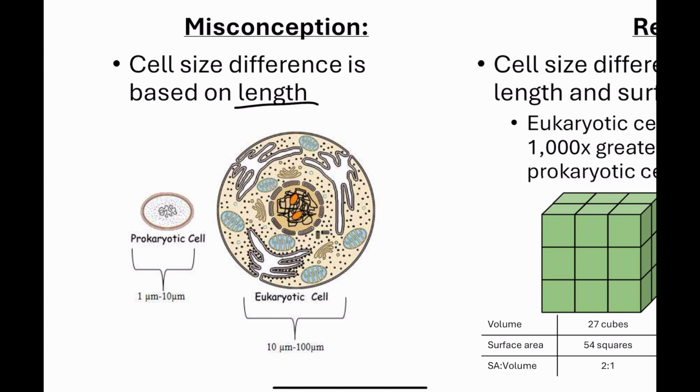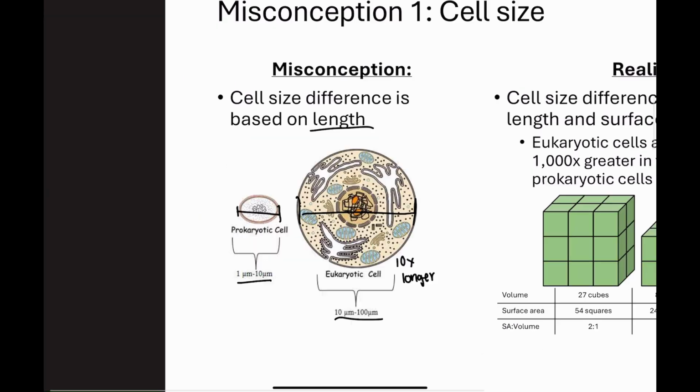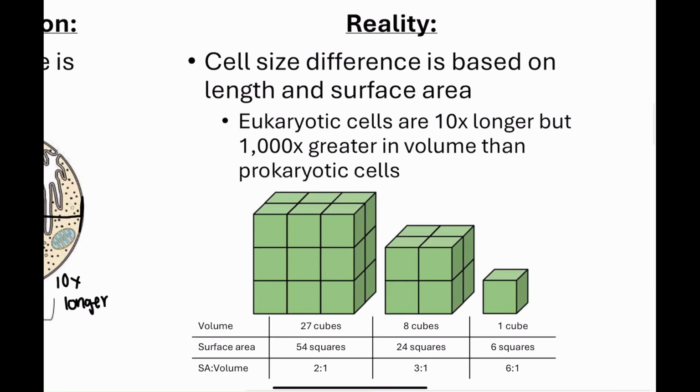Usually when we see size differences, it's going to be represented the way that we see it here. That space is 1 to 10 micrometers, and this space is going to be 10 to 100 micrometers. So when we're looking at it, it seems that we're talking about the diameter of the cell or just its length. So that would make our eukaryotic cell 10 times longer than the prokaryotic cell. But in reality, cell size is determined by two factors. Length is one of them, but the other factor is our surface area.